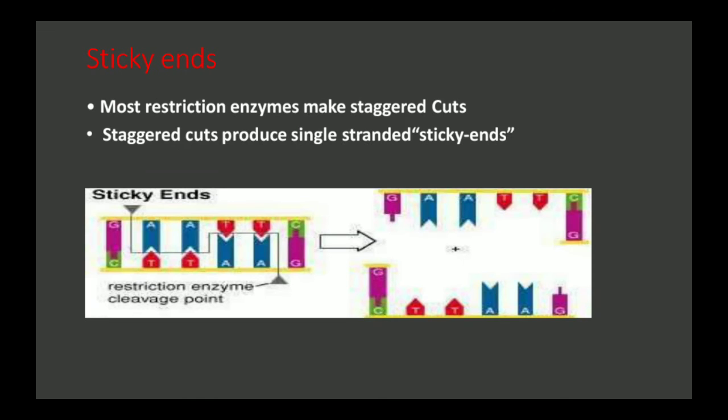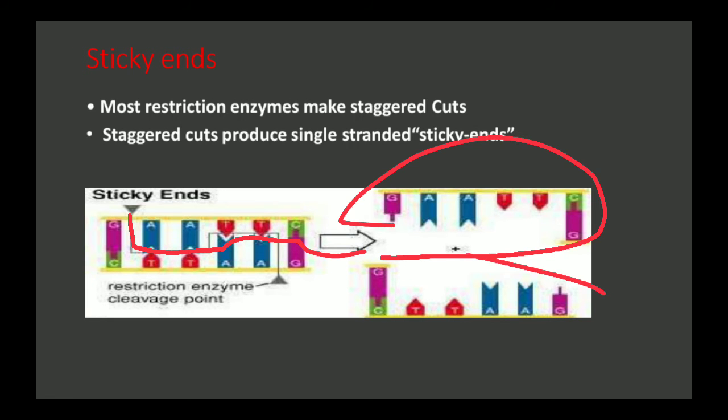What are sticky ends? Most restriction enzymes make staggered cuts. Staggered cuts produce single-stranded sticky ends. You can see the double-stranded DNA is cut and we get two single-stranded sticky ends.